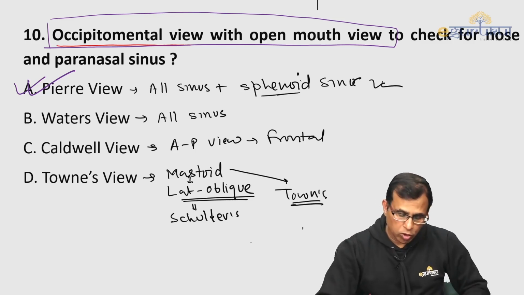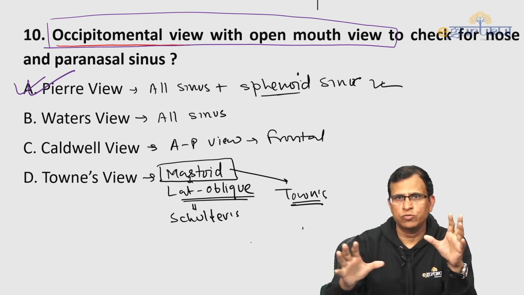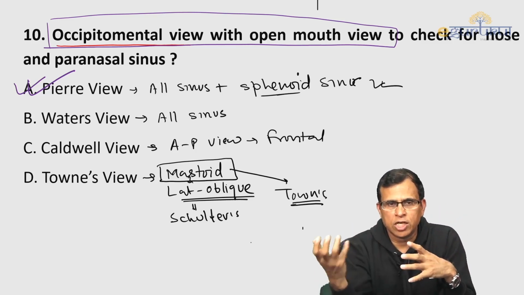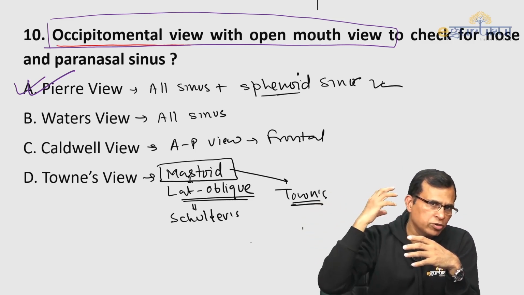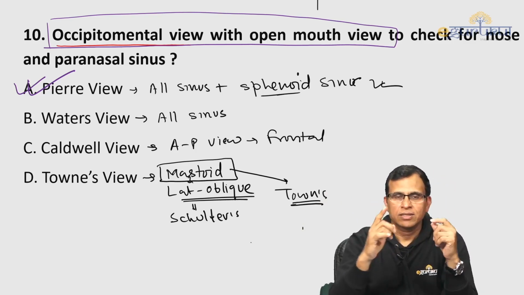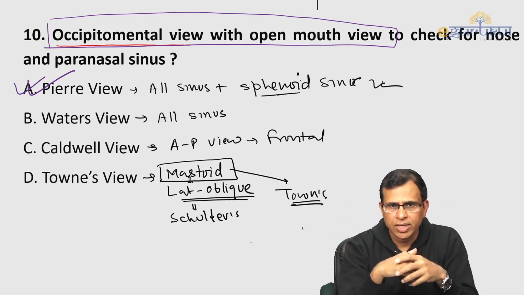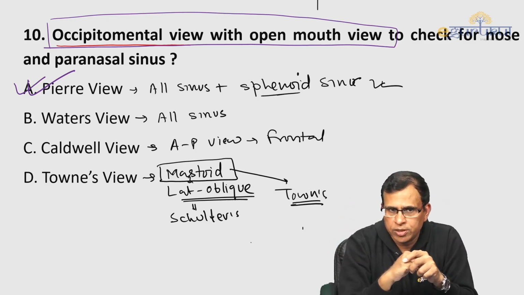So for mastoid we always ask two views, always. We don't get one extra view, we ask two views. One is Schuller's view, one is Towne's view. So Schuller's is lateral oblique view, that will show you the mastoid, and Towne's view is taken from the front. This Towne's compares the two mastoids. You can see both the mastoids in one film, and it compares both the mastoids.